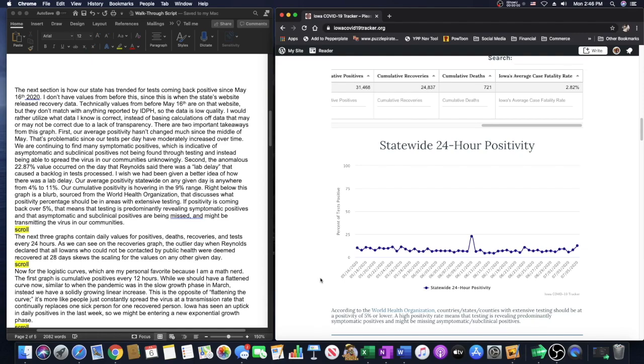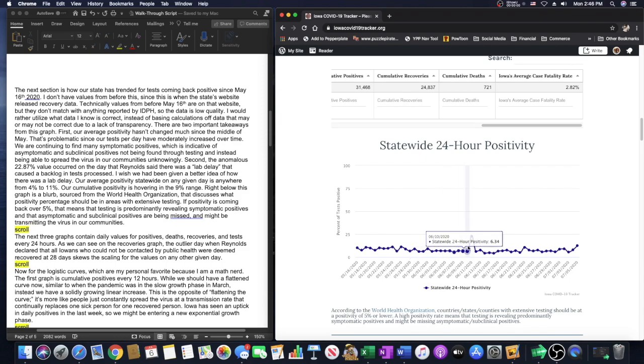There are two important takeaways from this graph. First, our average positivity hasn't changed much since the middle of May. That's problematic since our tests per day have been moderately increasing over time. We are continuing to find many symptomatic positives, which is indicative of asymptomatic and subclinical positives not being found through testing and instead being able to spread the virus in our communities unknowingly.